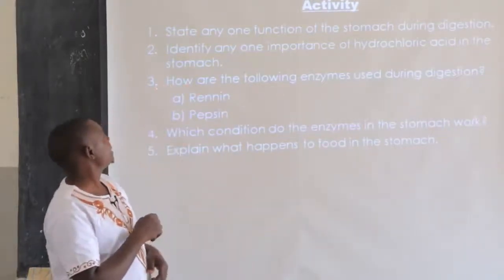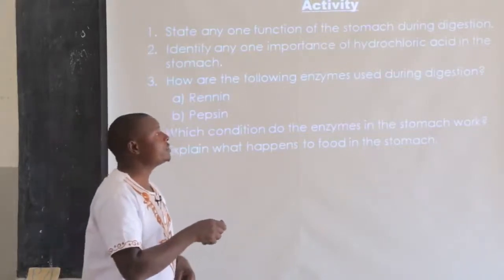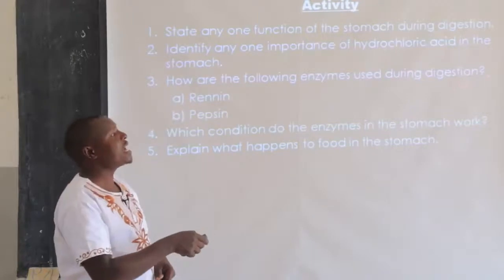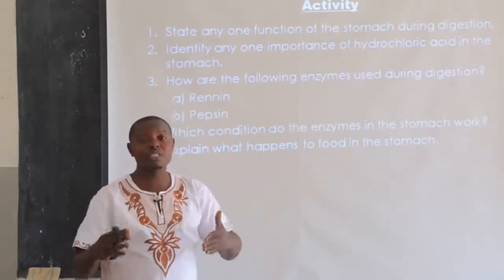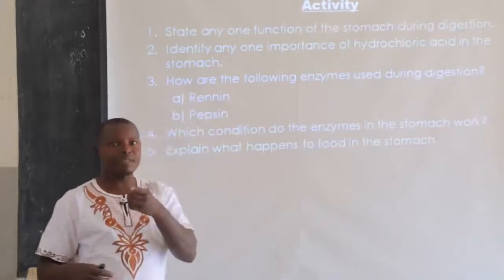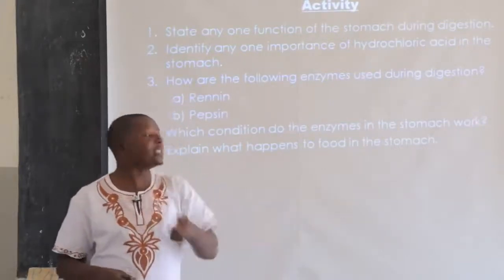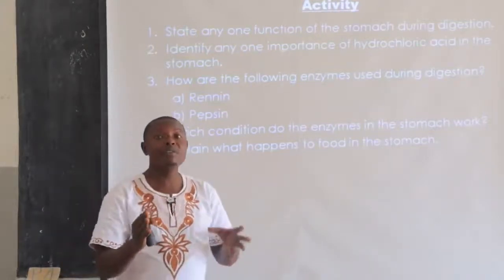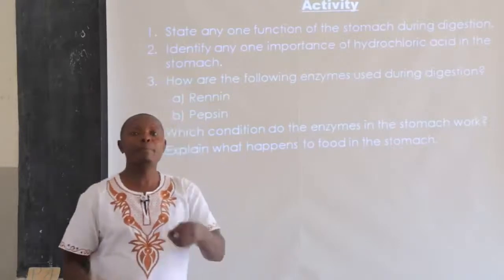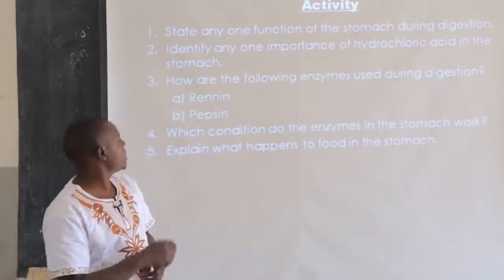Number three, it kills germs that come along with the food. The third question was, how are the following enzymes used during digestion? First, renin. We said renin clots milk proteins. Second, pepsin. Pepsin breaks down proteins into peptides.